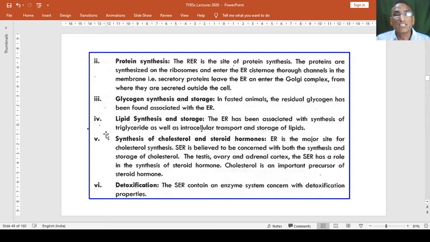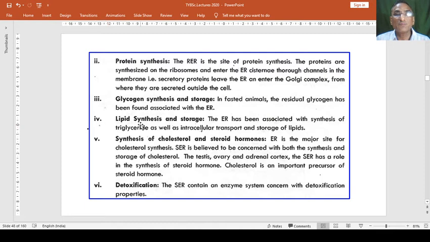Third, glycogen synthesis and storage. These both activities are carried out. In fasted animals, the residual glycogen has been found associated with the endoplasmic reticulum. So one of the main functions of ER is that during fasting, whenever the food is not there in the body, glycogen synthesis occurs.